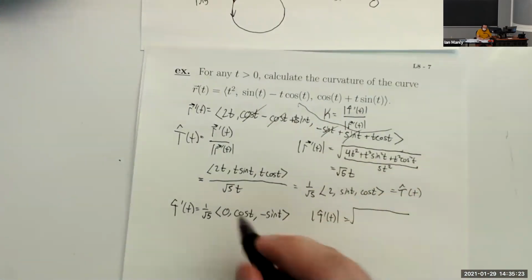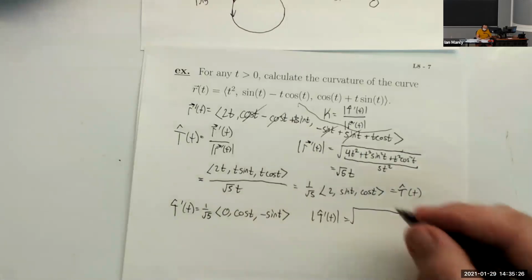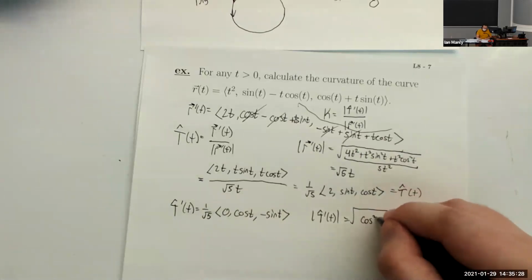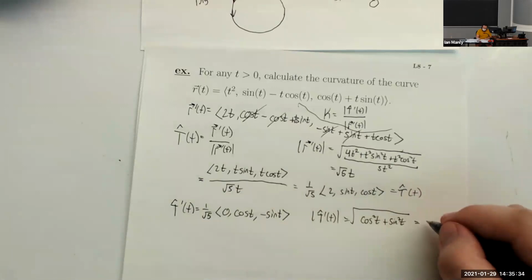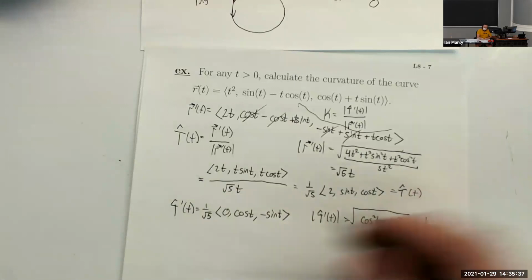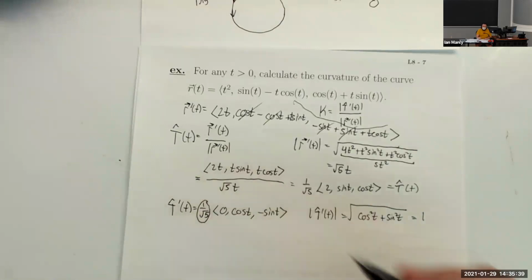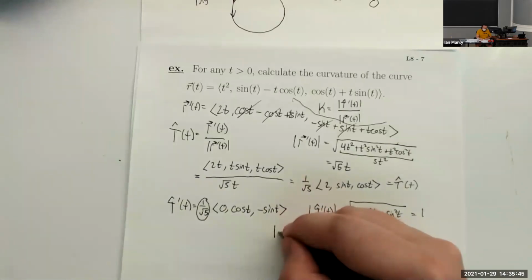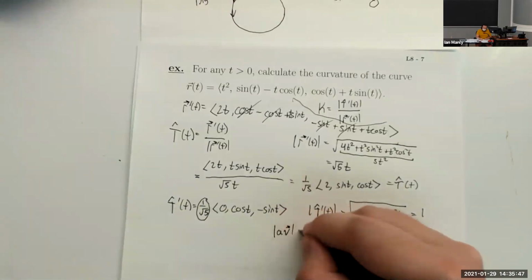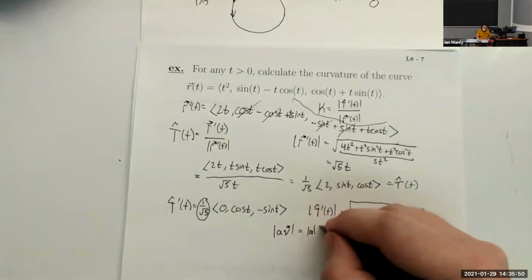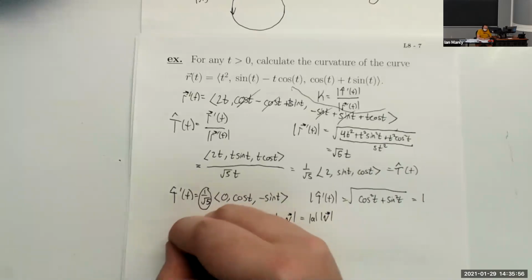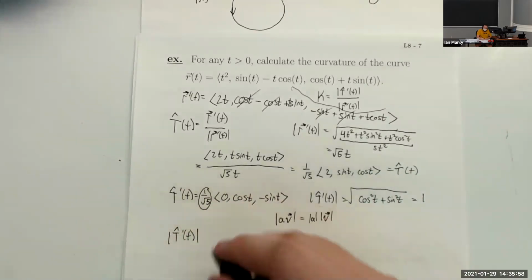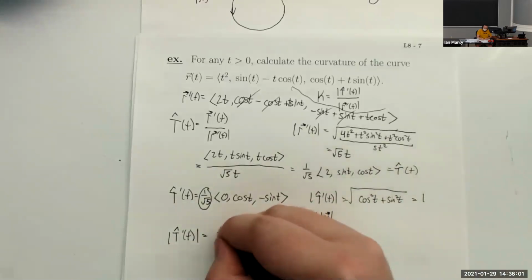So let's see, that's the square root. Well, we don't have this anymore. And then we have cosine squared plus sine squared, so this is going to be 1 right here. But then remember that we also have this constant right here as well. We can't quite forget about that constant. And in general, the magnitude of a constant times a vector is the absolute value of that constant times the magnitude of the vector without it. So all in all, what this means is that the magnitude of T hat prime is going to be 1 over root 5.